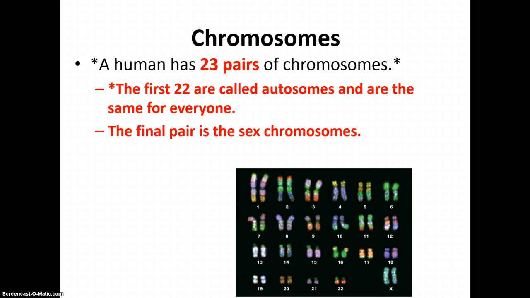So humans have 23 pairs of chromosomes. The first 22 are called autosomes, and they are the same for everyone. The final pair are your sex chromosomes, and they vary based on if you're male or female. The 23rd determines your gender. They're all homologous pairs, homologous meaning the same. So you have one from mom, one from dad.